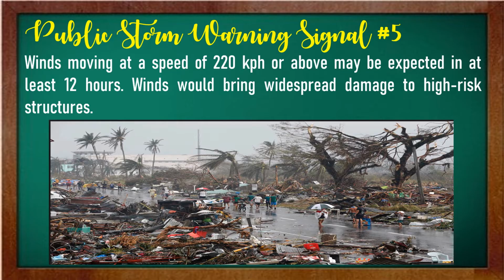Winds moving at a speed of 220 kilometers per hour or above may be expected in at least 12 hours. Winds would bring widespread damage to high-risk structures. This is public storm warning signal number 5. This has been experienced by the people in the Visayas region when Typhoon Yolanda came.